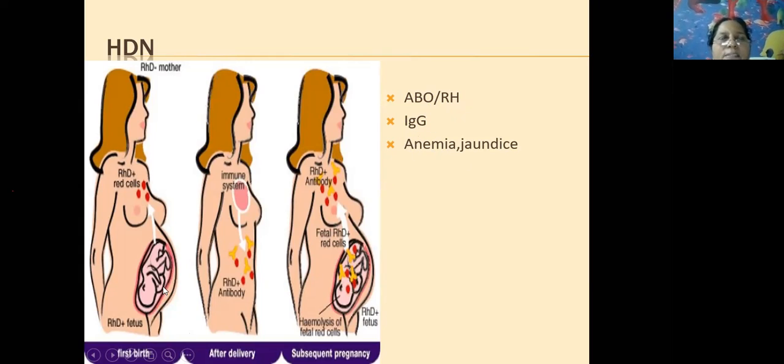So what happens is, the fetus is Rh positive. These cells will go to the mother. So the mother's immune system is sensitized and she produces IgG antibody. So when she is next pregnant, these sensitized antibodies, because they are IgG, cross the placenta and attack the RBCs of this child. Okay, and this child will get anemia and jaundice.